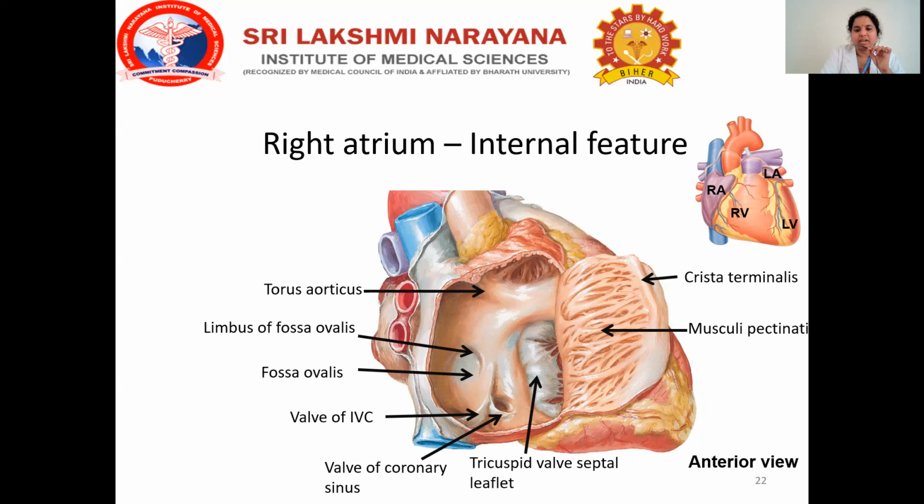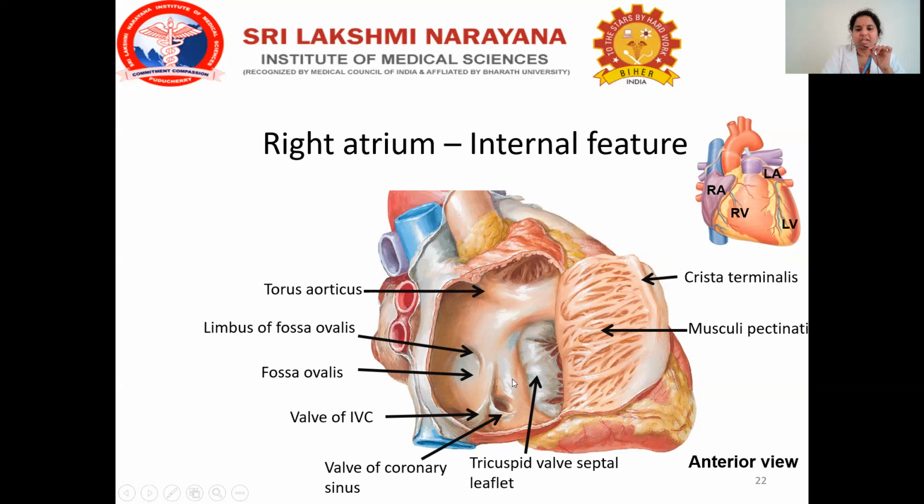The inferior vena cava presents a venous valve. This is called the Eustachian valve or valve of the inferior vena cava. In front of the opening of the inferior vena cava is another opening called the coronary sinus ostium. This coronary sinus ostium is guarded by the Thebesian valve. The valve of the IVC is called the Eustachian valve. The valve of the coronary sinus is called the Thebesian valve.